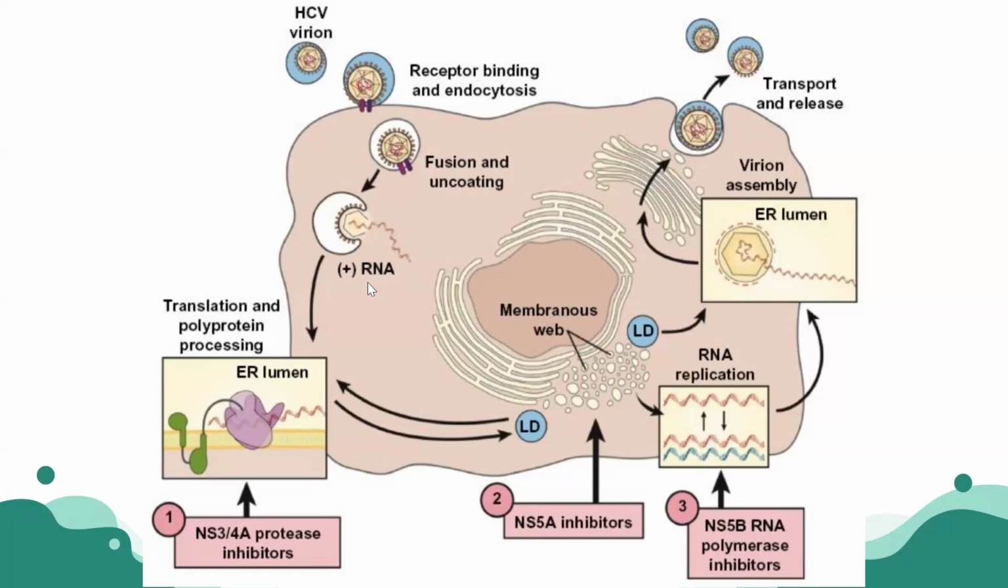What happens to this RNA next is translation. So it goes to the rough endoplasmic reticulum, it goes to the ribosomes, right? And then translation starts to occur. The product of this translation is one single really long polypeptide.